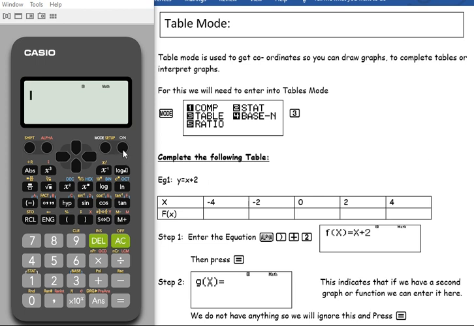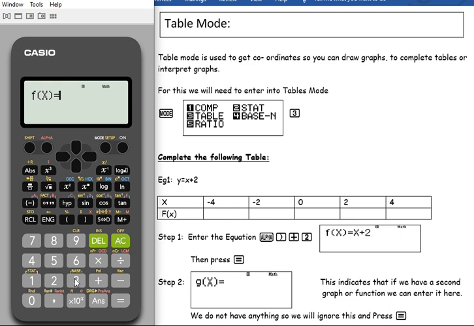In order to do this, I need to change the mode on my calculator. I press my mode button, and I'm then going into tables mode, which is option number 3 on here. Select option 3. Automatically, you will see that f of x is going to come up on the screen of your calculator.